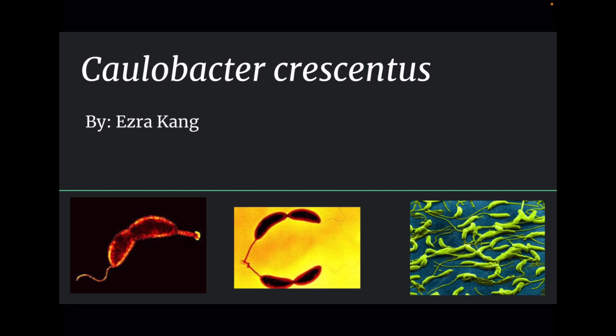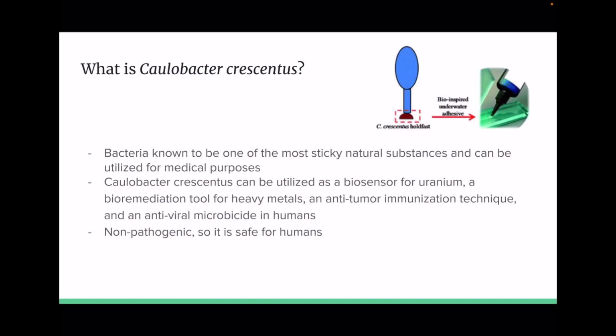Caulobacter crescentus by Ezra King. What is C. crescentus? C. crescentus is a bacteria known to be one of the most sticky natural substances and can be utilized for medical purposes. To put this into perspective, C. crescentus can withstand about 5 cars worth of weight due to its sticky substance.